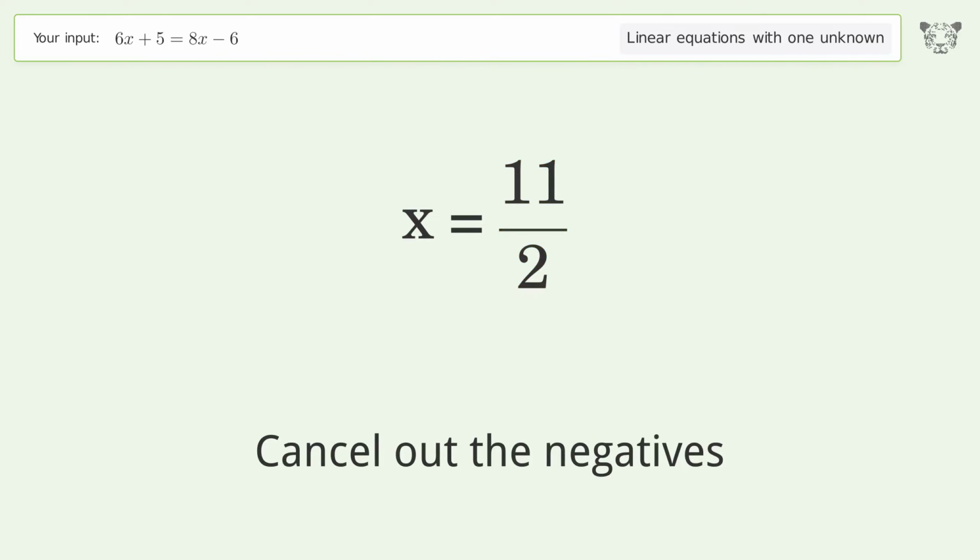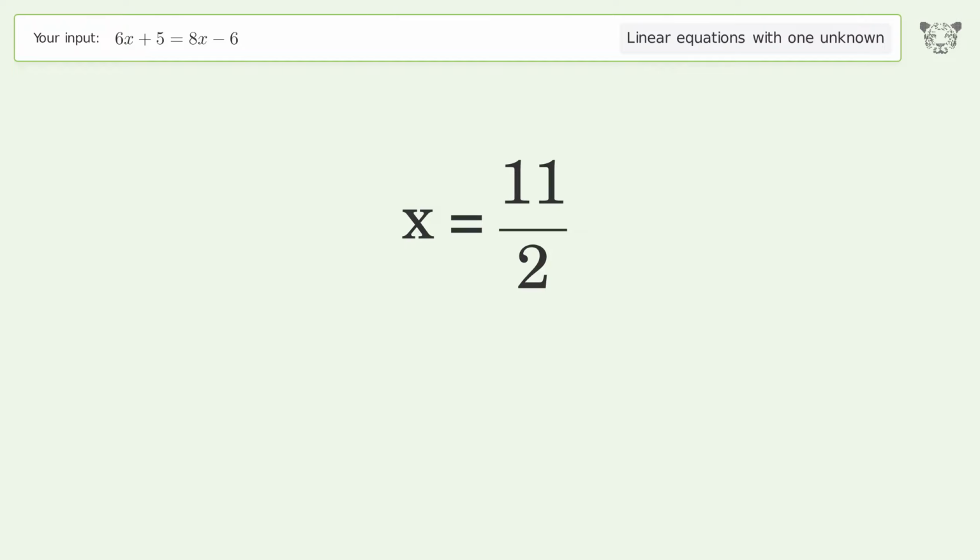And so the final result is x equals 11 over 2.